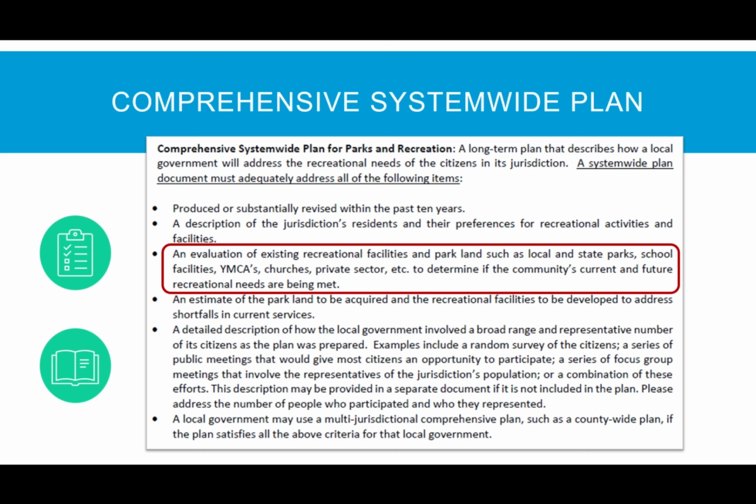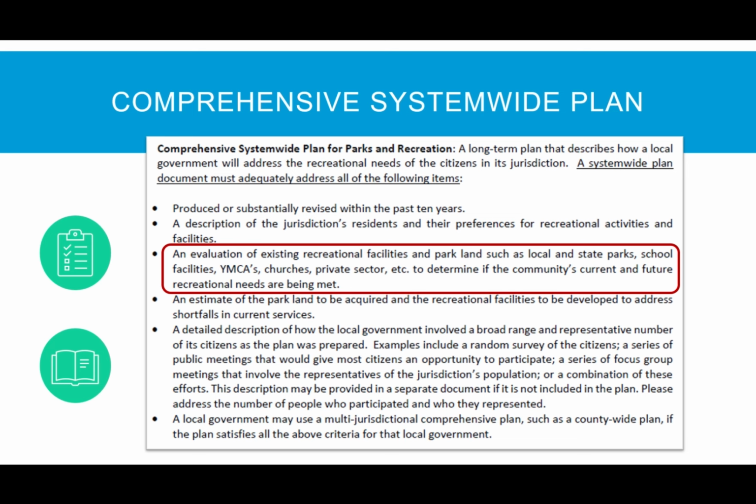So are there other local parks, state parks, school facilities, YMCAs, churches, anything private sector that are in the community and that the citizens of your jurisdiction might use or have access to meet their recreational needs? So it isn't simply just an inventory of the facilities that you manage. There's usually a lot more in your community. So make sure that those are included in your system-wide plan.